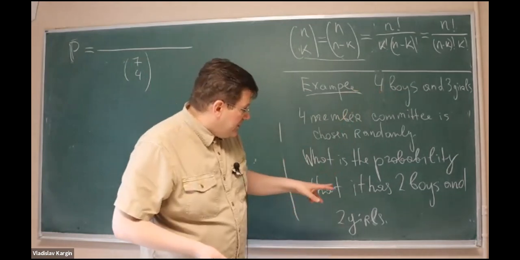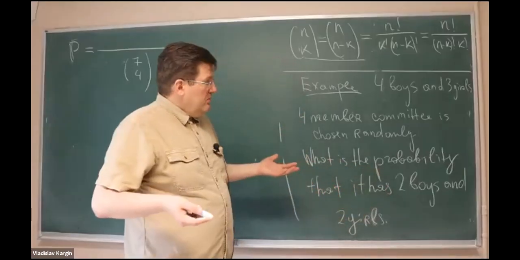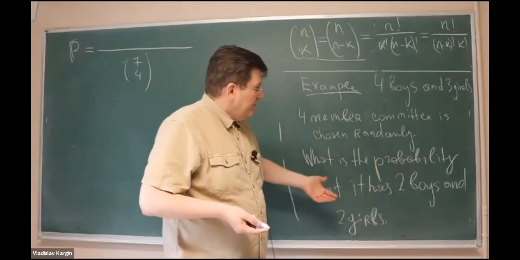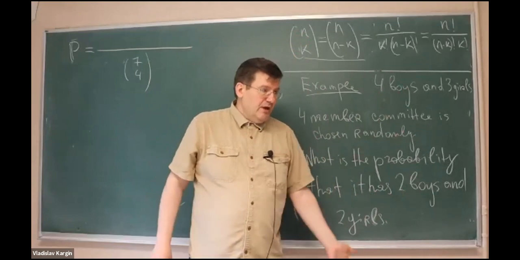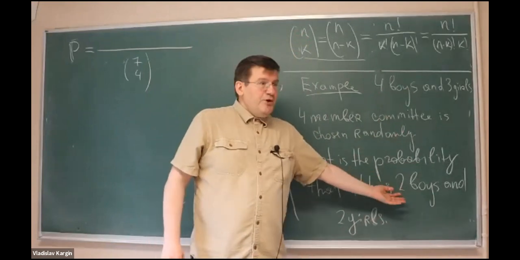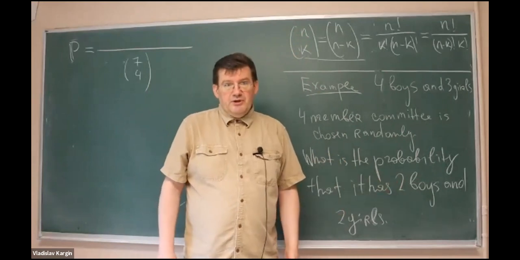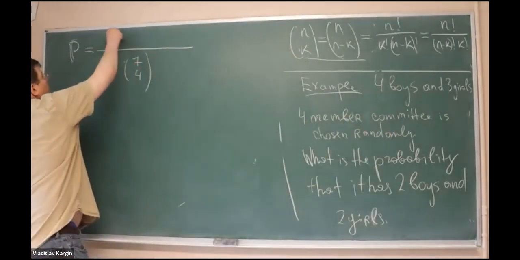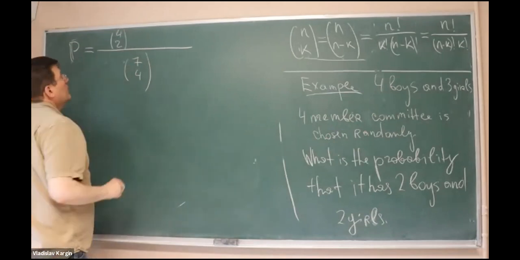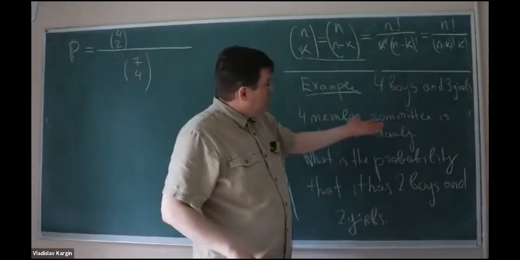And then after that, we look at the number of possibilities that the committee has 2 boys and 2 girls. This is easy because we just imagine that we do it separately. First we choose the boys for the committee, and after that we choose the girls for the committee. So how many ways to choose 2 boys for a committee? 2 out of 4. And how many ways to choose 2 girls for a committee? 2 out of 3.